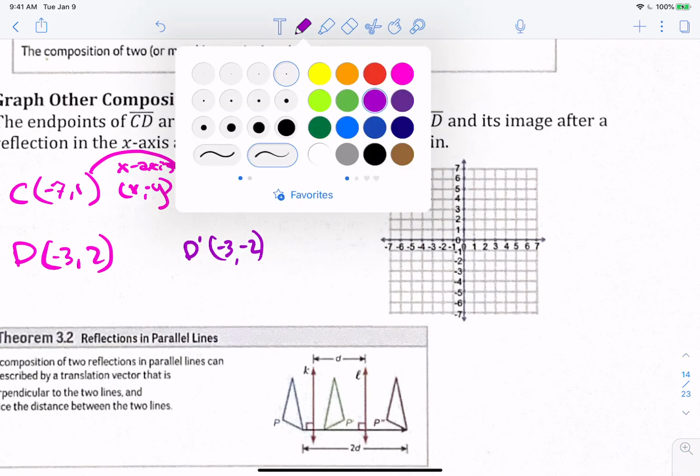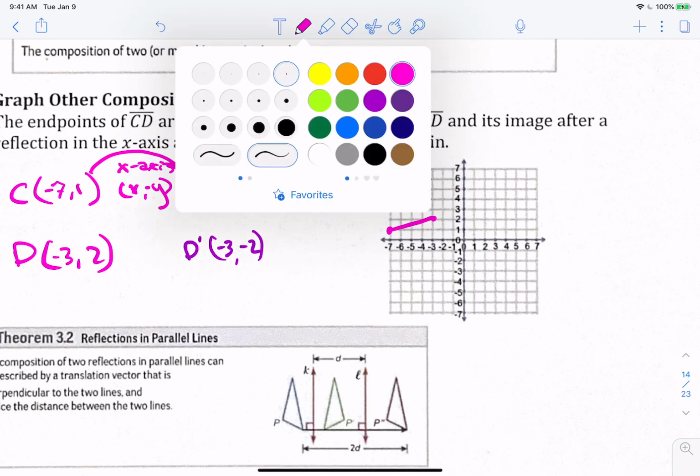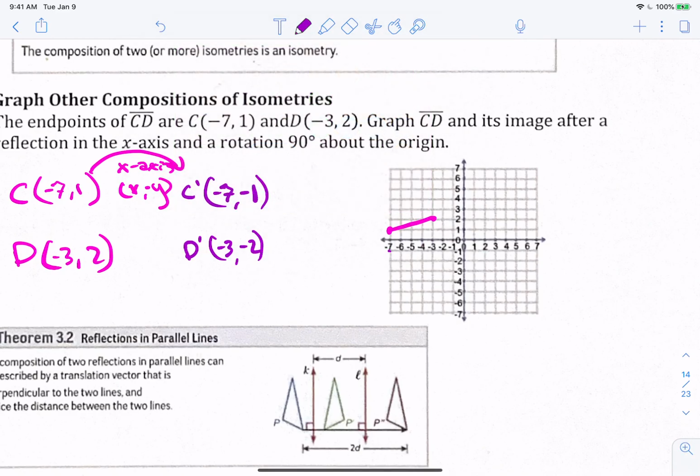Okay, I should graph these. Negative 7, 1, and negative 3, 2. There's my first one. That's CD. And my second one, if I graph him, negative 7, negative 1, negative 3, negative 2. There's my second one. Okay?